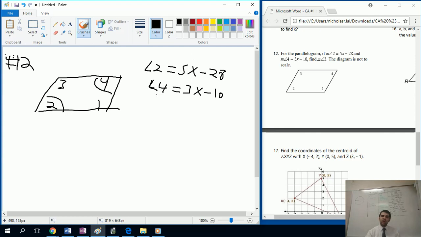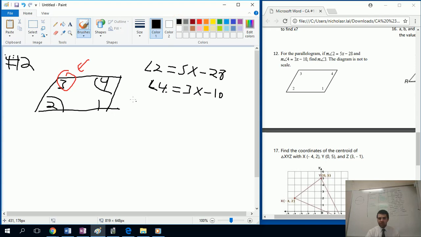So that means we can put these together and solve for x, then plug x back into the equation to find out the value, and then we know that there are 360 degrees in a parallelogram, and also that adjacent angles add up to 180 degrees in a parallelogram. So solve for x, plug it back in, find the angle, and then solve for angle 3. This is what we need to know to get our answer. So let's start the problem.